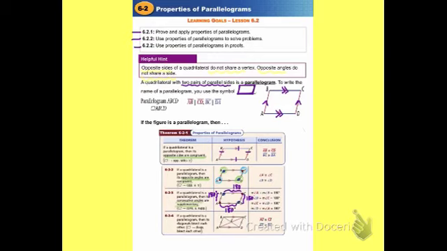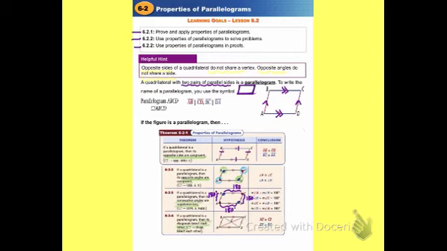And if a quadrilateral is a parallelogram, then its diagonals bisect each other. So we've got diagonals that are the segments that connect non-consecutive vertices, or non-adjacent ones. And so you'll see these here in the drawing, and AC and BD are the diagonals.